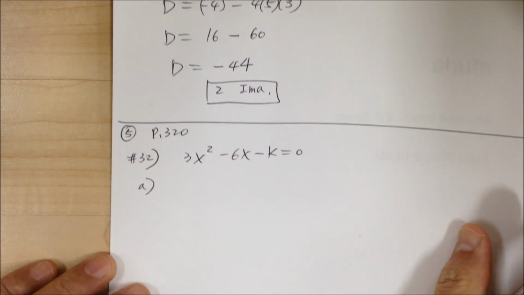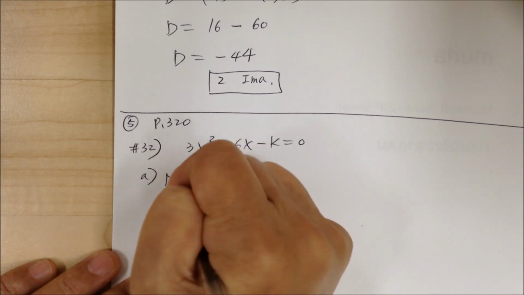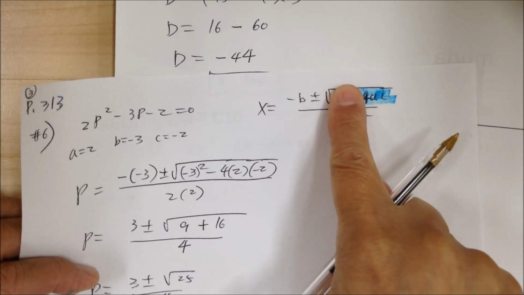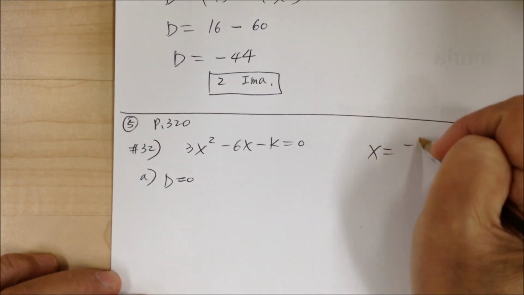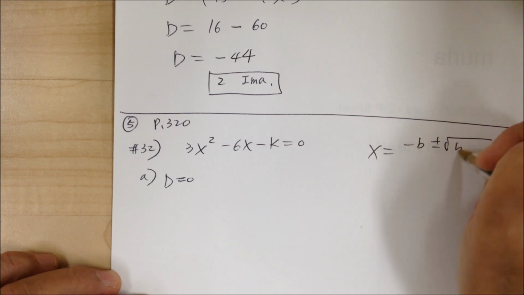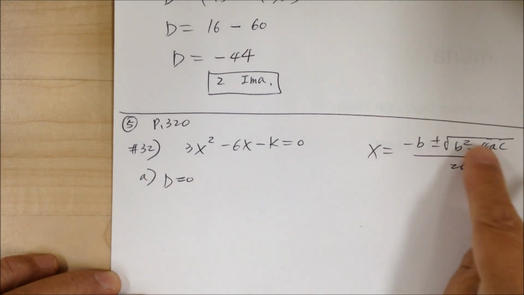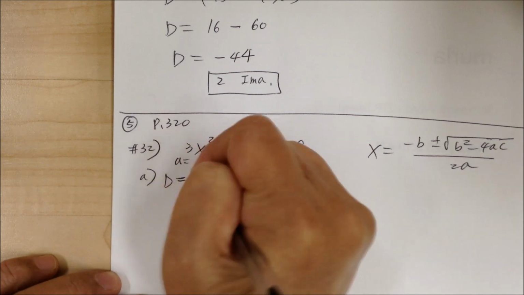Okay, so to get a double root means D has to equal 0. Okay, again, remember D is the inside, right? So if the inside equals 0, you get a double root. Okay. Again, let me go and write down the equation. Okay, so again, to get a double root, that means the D inside has to equal 0. So D equal to 0.